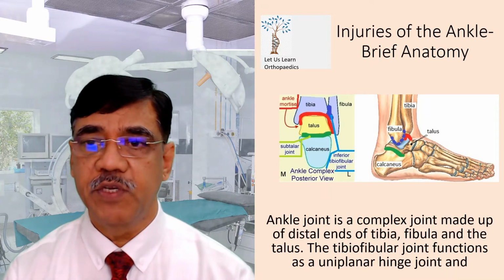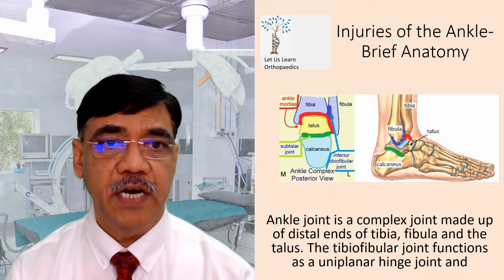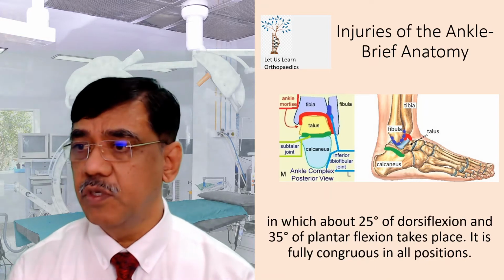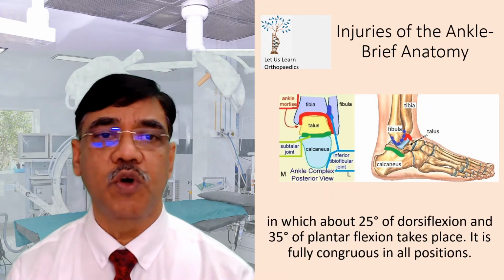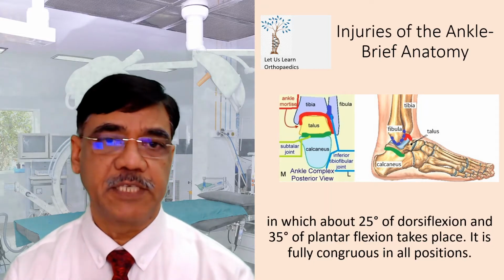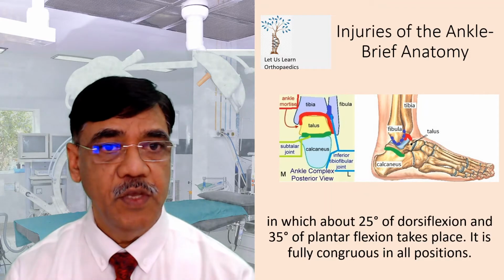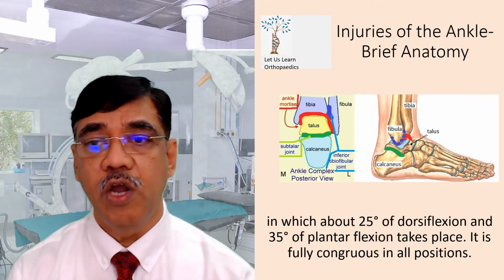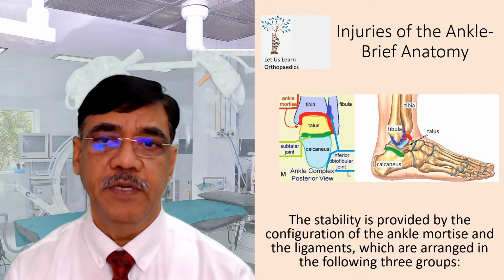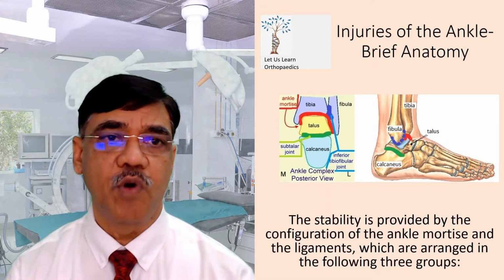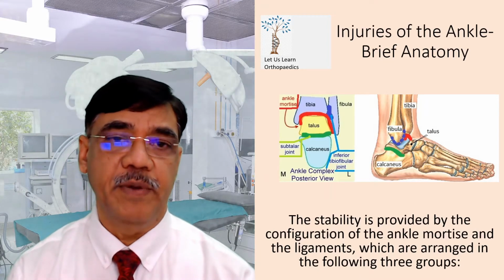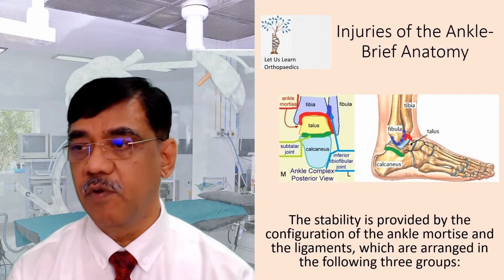The tibiofibular joint functions as a uniplanar hinge joint, in which about 25 degrees of dorsiflexion and 35 degrees of plantar flexion take place. It is fully congruous in all positions. This stability is provided by the configuration of the ankle mortise, as you can see in the first picture, and the ligaments, which are arranged in the following three groups.